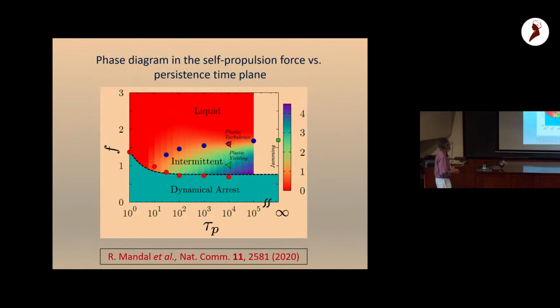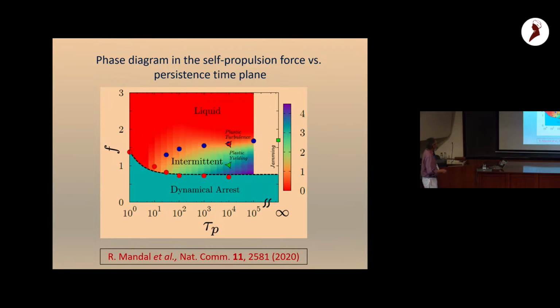So I'll just flash the phase diagram that we see. One axis is tau p, and the other axis is the strength of the random, persistent force. And one finds, as expected, that there will be two regimes in this phase diagram. One is the liquid regime, the other is the glass, or dynamically arrested phase of the system.